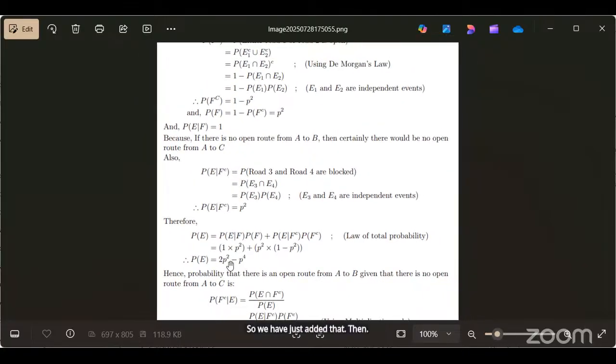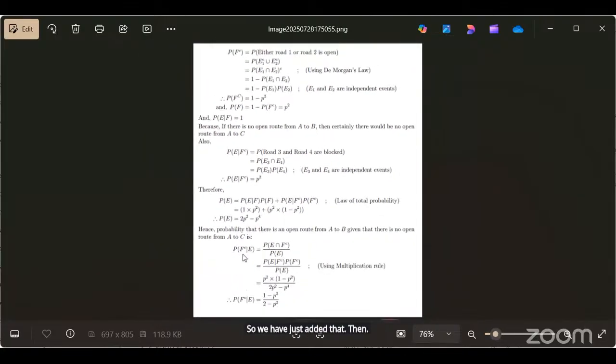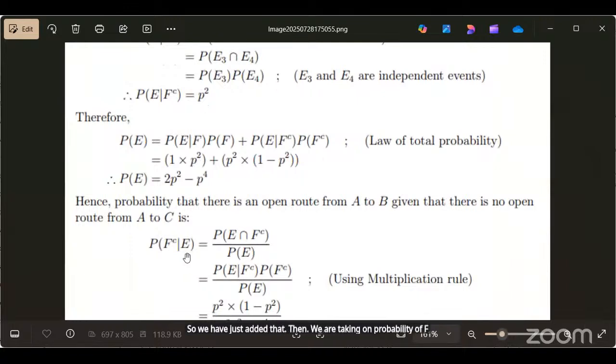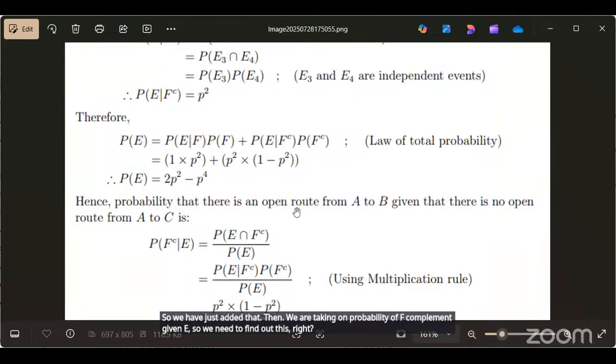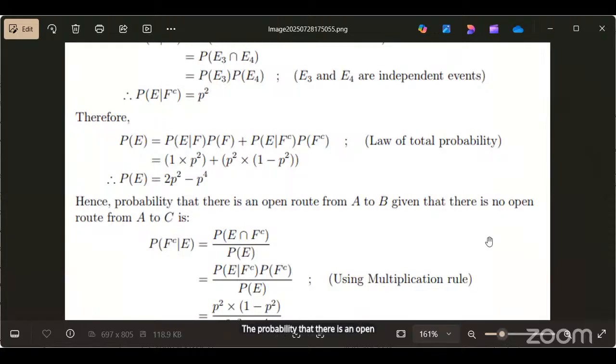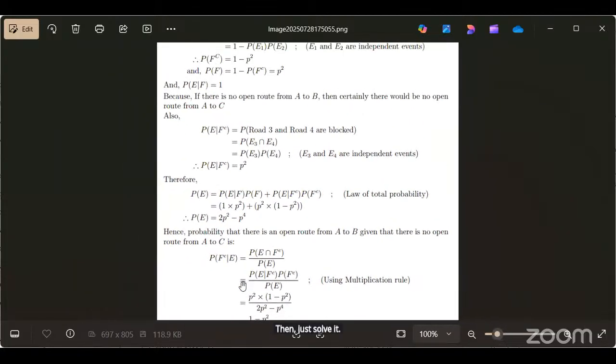Then we find the probability of F complement given E. The probability that there is an open route from A to B given that there is no open route from A to C. So E intersection F complement divided by the probability of E. Then just solve it. That's it. These types of questions you won't be having.